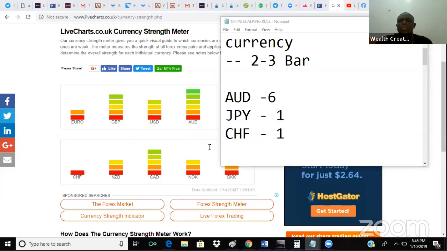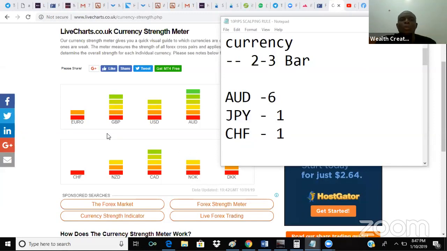Good. Especially when you are scalping. You don't use this when you are a swing trader. But when you want to take 10 pips out of the market, then you are good to go.